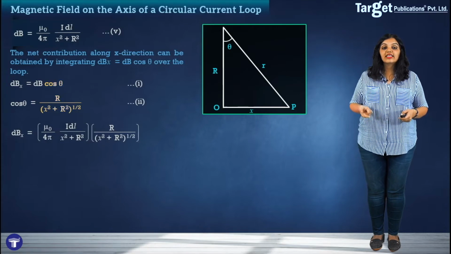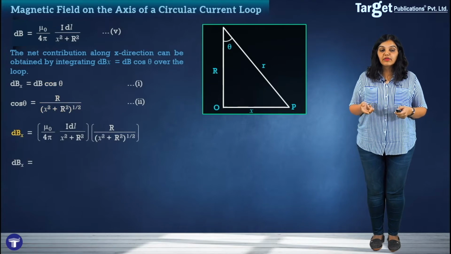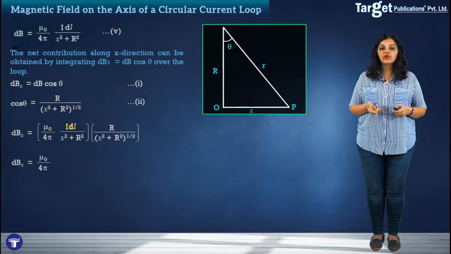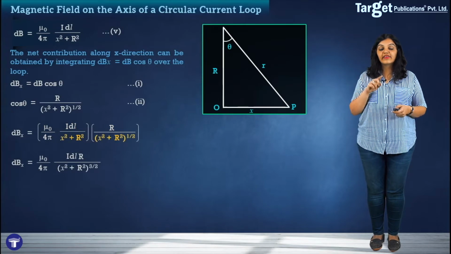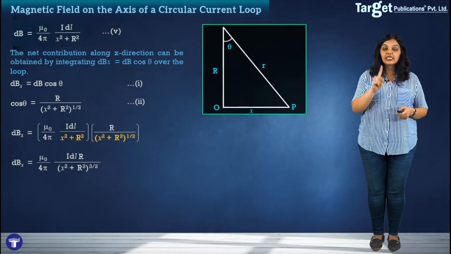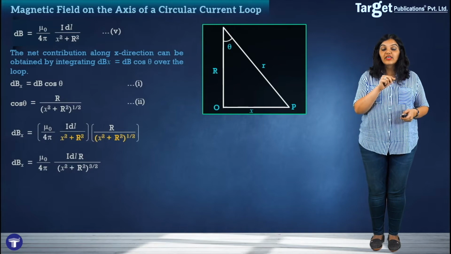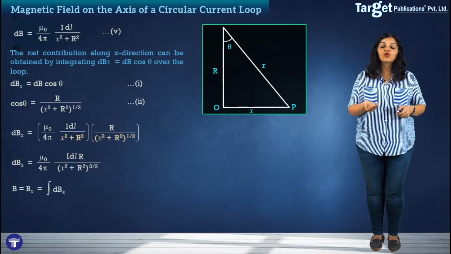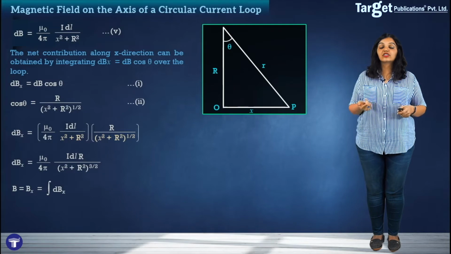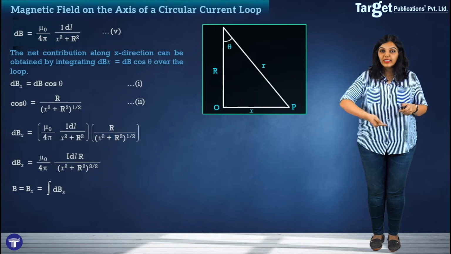What I have to do then is integrate this over all the current elements of the loop. On further simplifying this, I get dBx is equal to mu naught upon 4 pi I dl R upon x square plus r square raised to 3 by 2. Remember, this is the magnetic field induction at P only due to one single current element, because only the x component remains. That's why we are taking dBx, and we have to do this for all the elements of the loop, and therefore to find the total magnetic induction at P you have to integrate all the parallel components. That is, you have to add up all the x components.